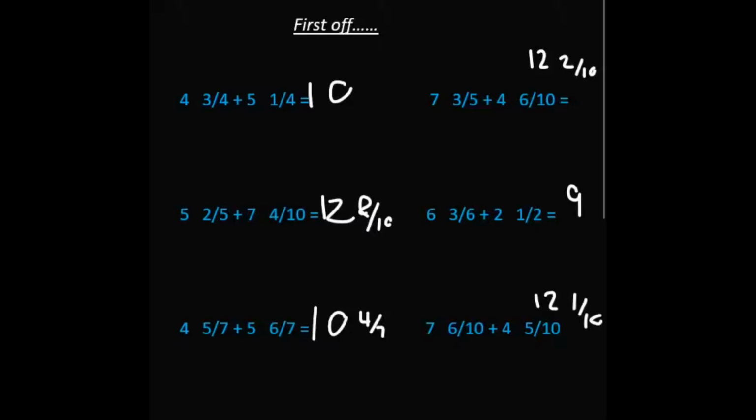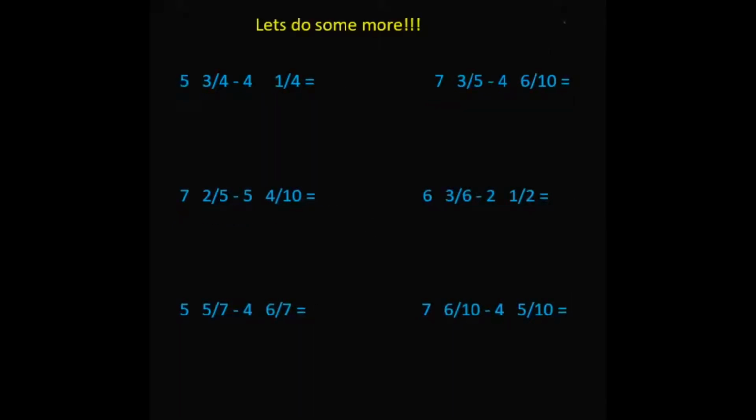So let's do some subtraction. Now we have 5 and 3/4 minus 4 and 1/4. So now let's do 3/4 minus 1/4 to start off with, which is 2/4, or 1/2, and then let's do 5 minus 4, which is 1 and 2/4. Then we have 7 and 2/5 minus 5 and 4/10. So we can make this into a common denominator.